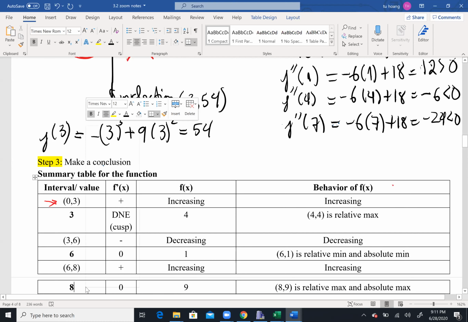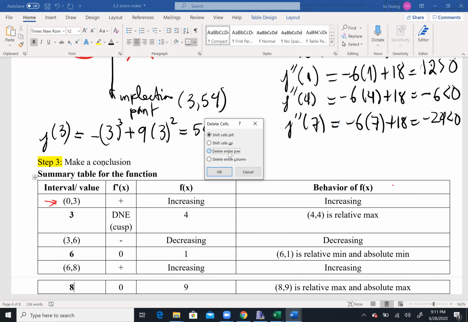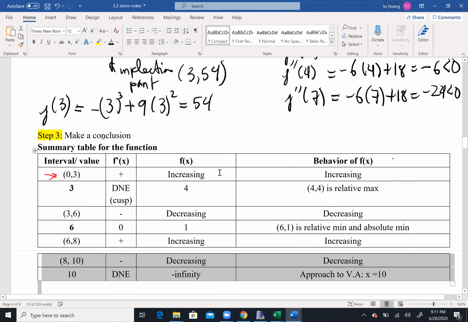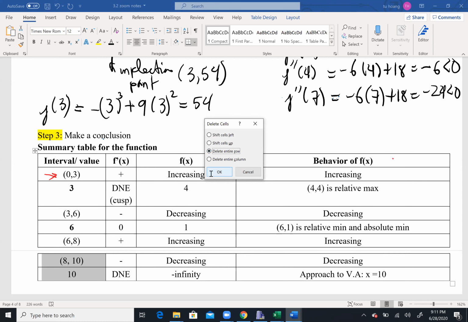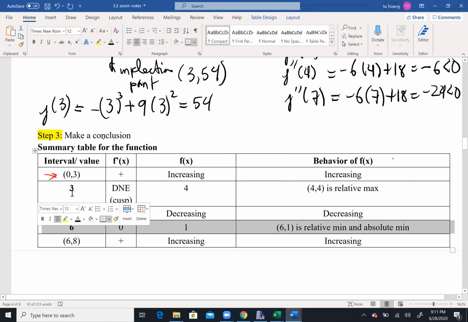because we just care about the increasing and some concavity in these sections. I don't care about this. Okay, done. Okay, now for the interval from 0 to 3, what happened?